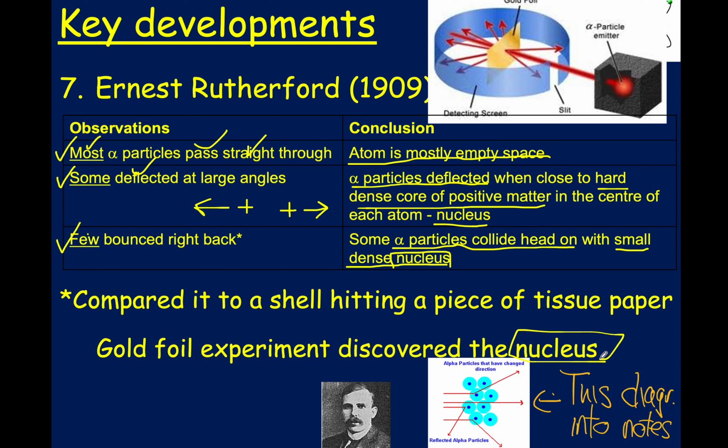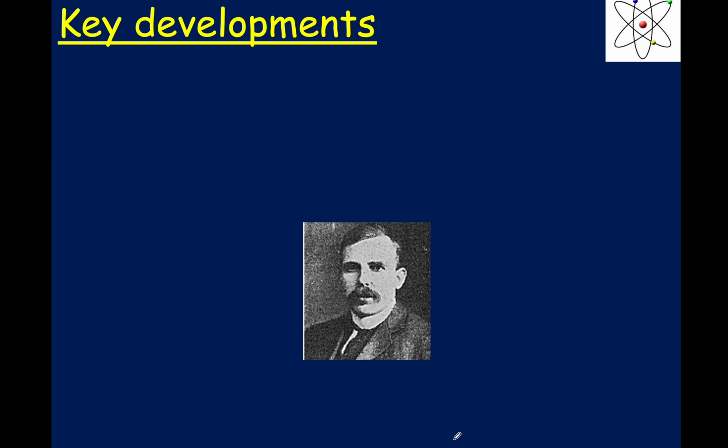Okay, and again, this diagram goes into your notes with your arrows, so you can have more than one arrow going straight through, just to prove that most go straight through, some reflected, and few go backwards. Okay, fewer reflected. These are all need to know. You throw away marks by not giving me the right language.